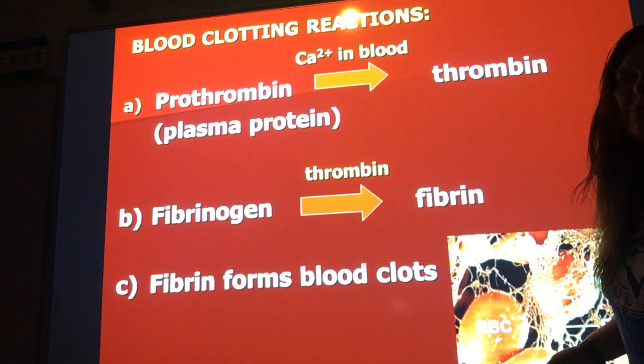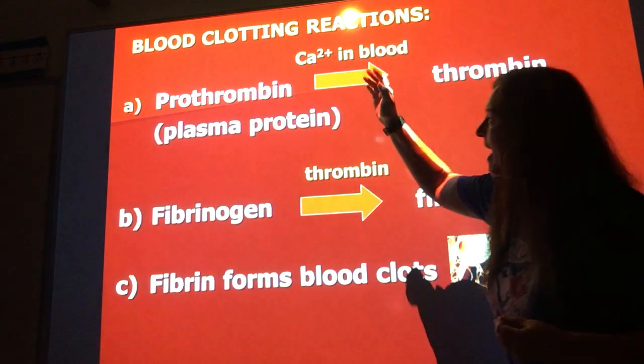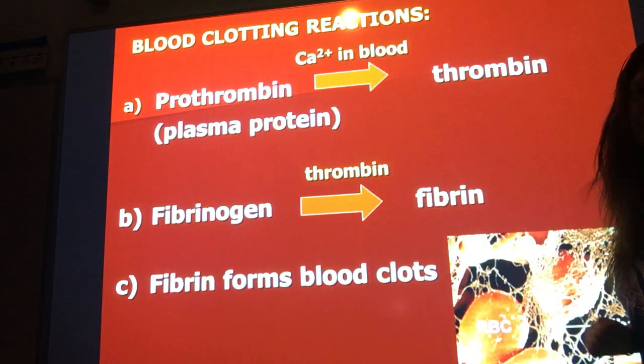Where does the calcium come from? Well, it's found in your blood. You have calcium in your blood. So the calcium in your blood initiates the reaction so prothrombin can become thrombin.